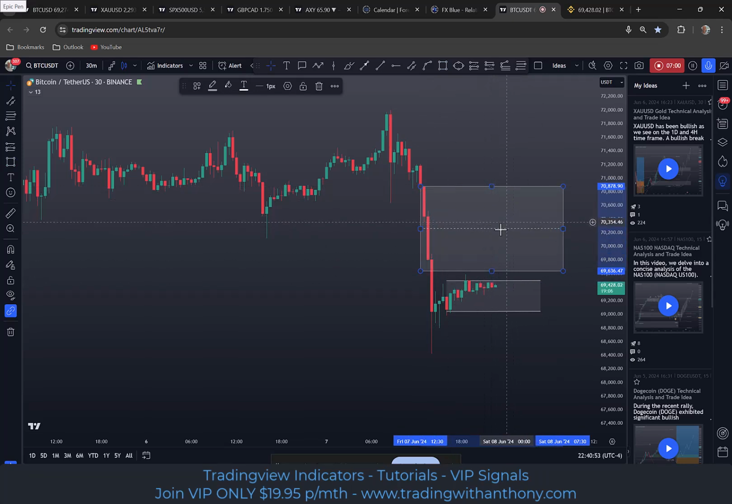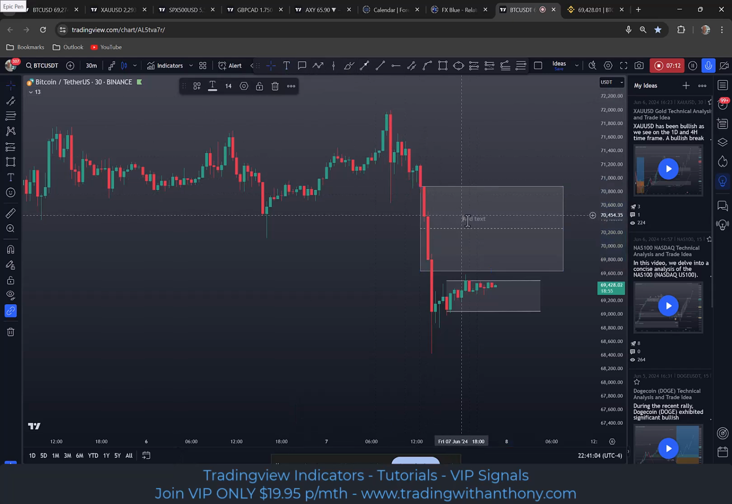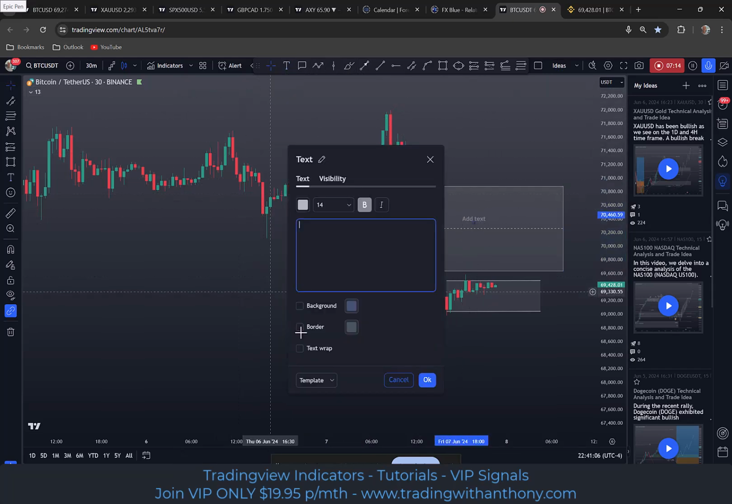There's two things about this. One, it's an imbalance that the market will seek to rebalance, of course, at some stage. But the other thing about this is there's a ton of liquidity resting all through here as well in the form of buy stops.